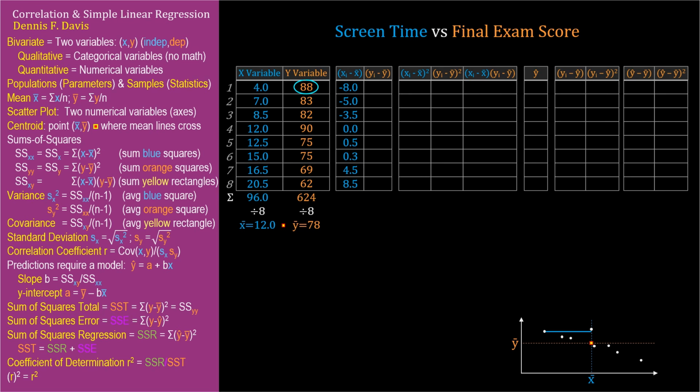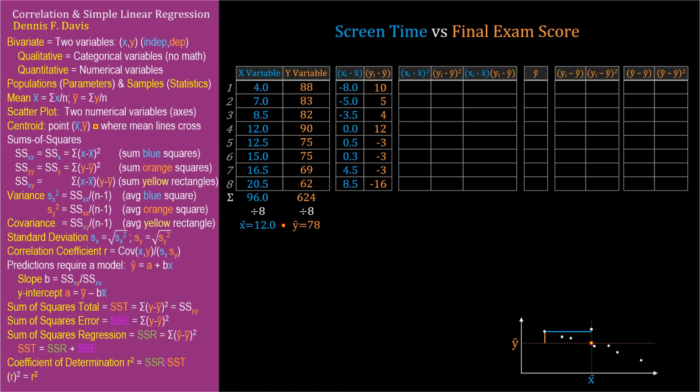The first y value is 88 points, and y bar is 78 points. 88 points minus 78 points is 10 points here, and we subtract 78 points from all the other y values. They all represent a number of points above or below the mean of 78 points, and on the scatter plot, we drew them as vertical orange lines from each point to y bar. It should be pretty easy to remember what comes next.